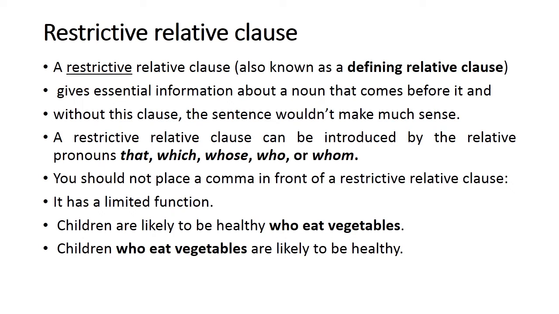So that's why these are called restrictive relative clauses, because one clause restricts the meaning of the other clause. So children who eat vegetables are likely to be healthy. When we write both these clauses together, only then will they be able to convey their meaning in its fullest sense.